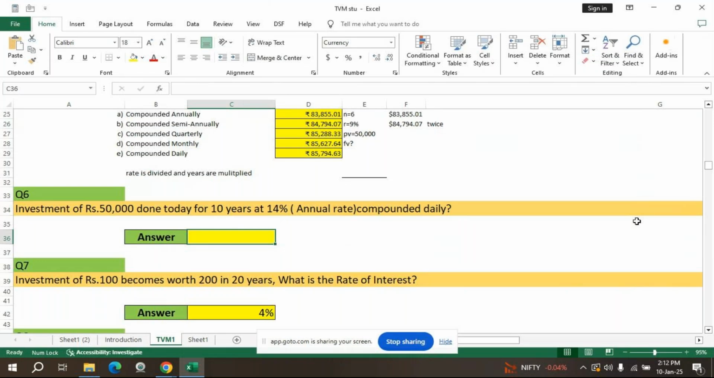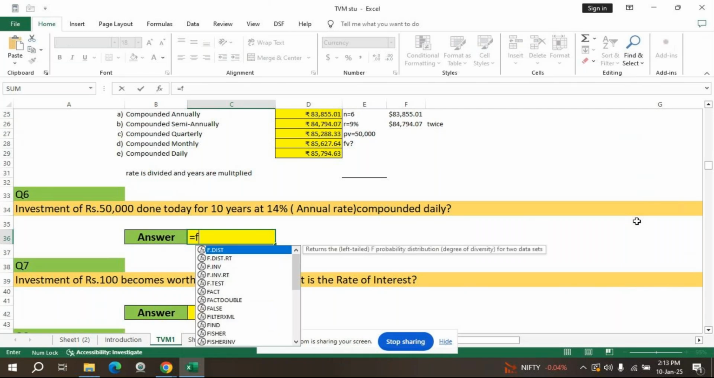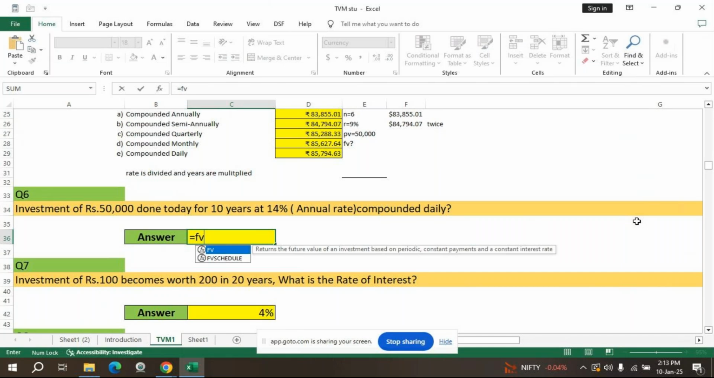Sixth one, how to do this? Can anyone say it is equal to... The investment done is rupees 50,000 today for 10 years at 14% annual rate, compounded daily. So we have to put the formula FV, open bracket. Then what is the rate? 14% divided by... annual rate, compounded daily. So compounded daily means what, divided by what we have to put?